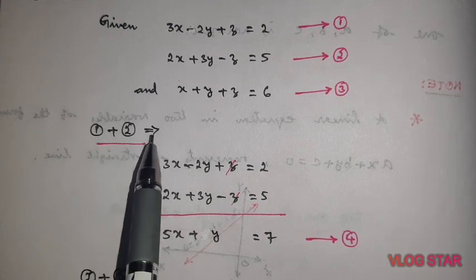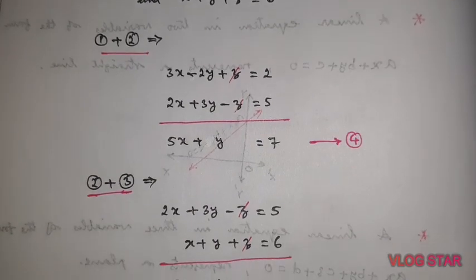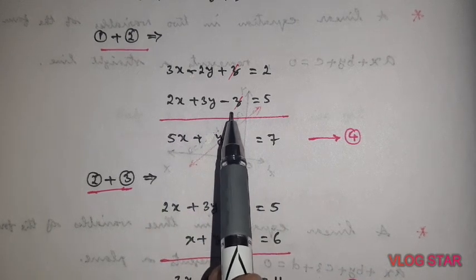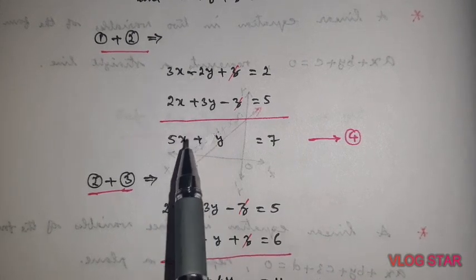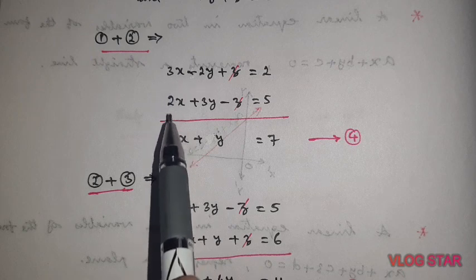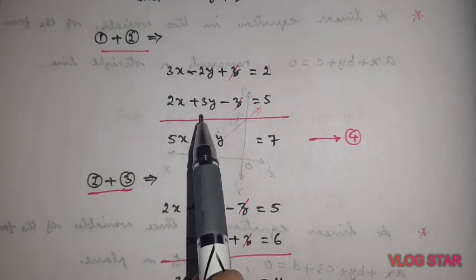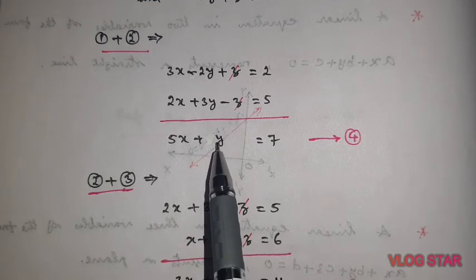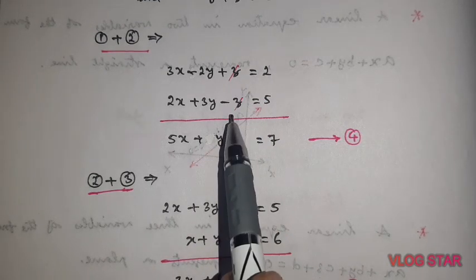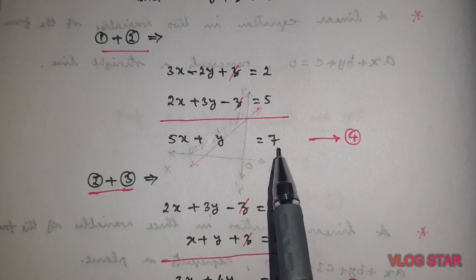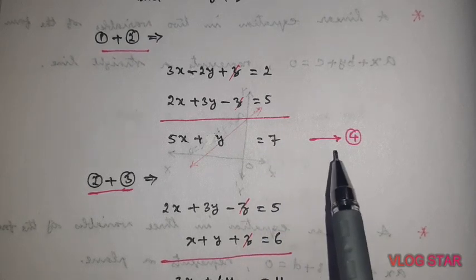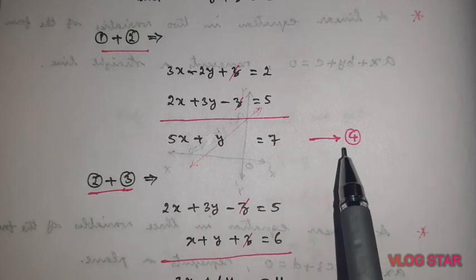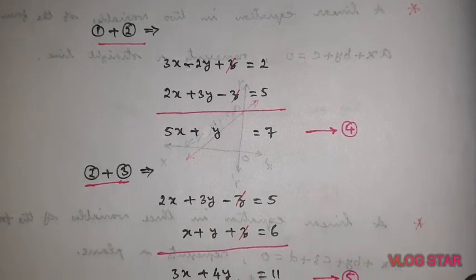So adding 1 and 2 we get 3x minus 2y plus z is equal to 2 and 2x plus 3y minus z is equal to 5. Just add the coefficients. 3 plus 2 is equal to 5x. Then minus 2 plus 3 is 1, so no need to write 1, just write y. Z and minus z cancel. 2 plus 5 is equal to 7. So we get one more equation, 5x plus y is equal to 7. Let it be equation 4.